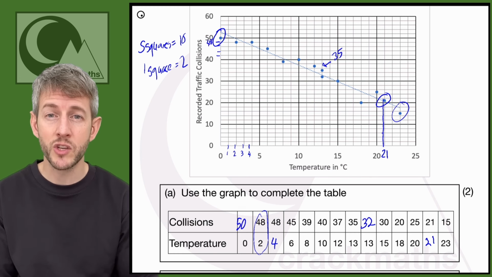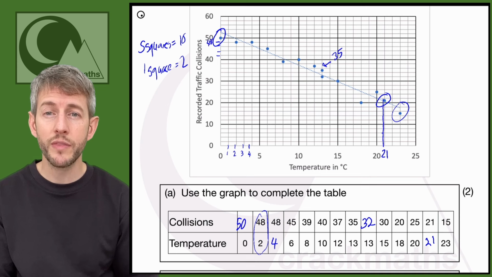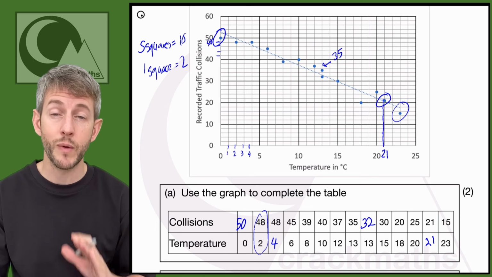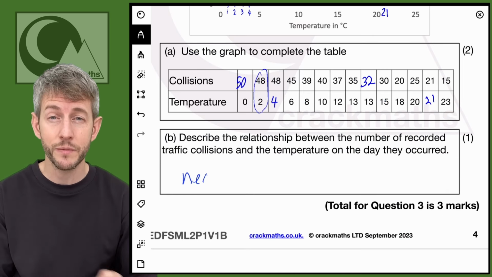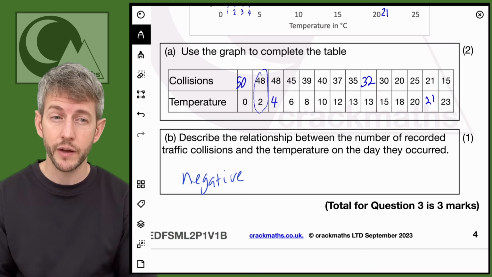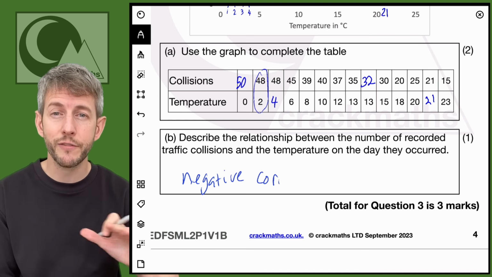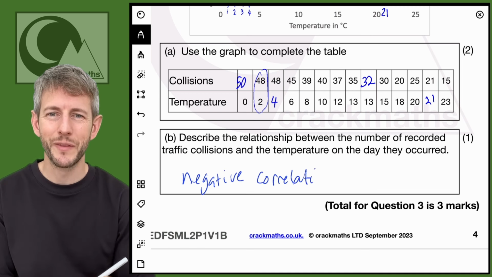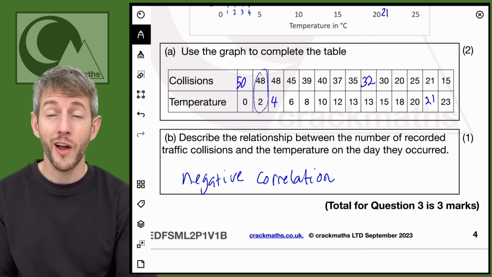The name for this type of relationship is called negative correlation. And that's when the 2 things are doing different things. So when one thing's going up, the other's going down. And when one thing's going down, the other's going up. So this was a negative correlation. So I'm going to write that down here. Negative correlation. Okay, great. Let's have a look at the next question.